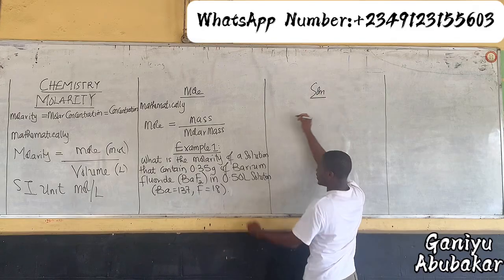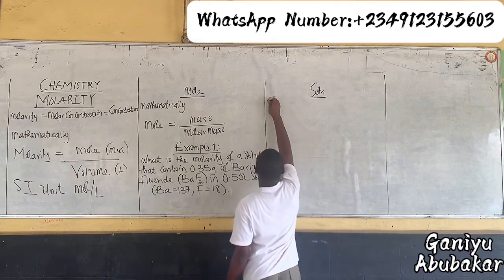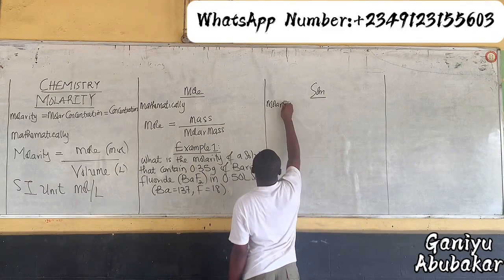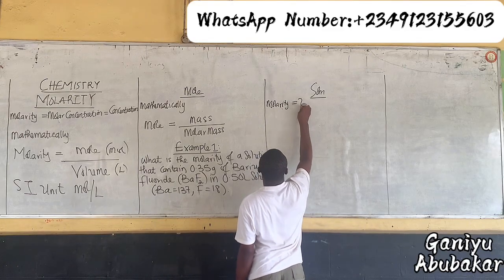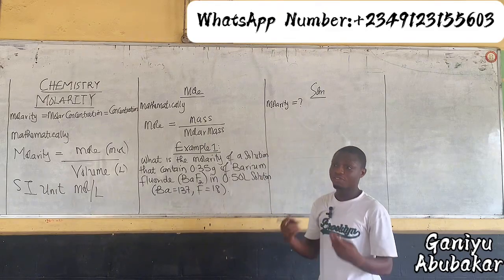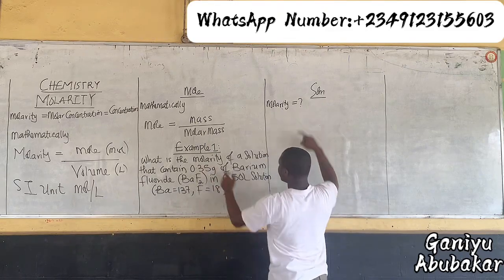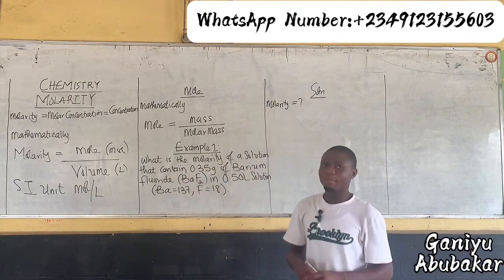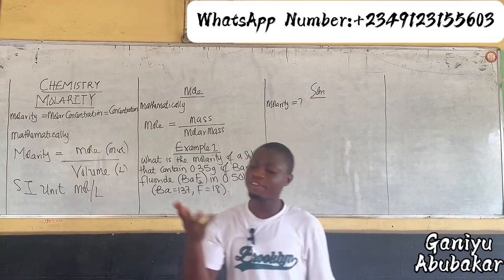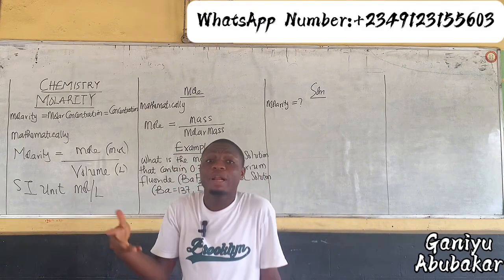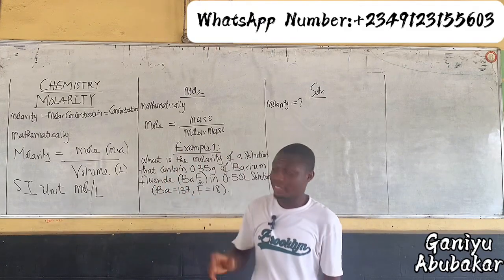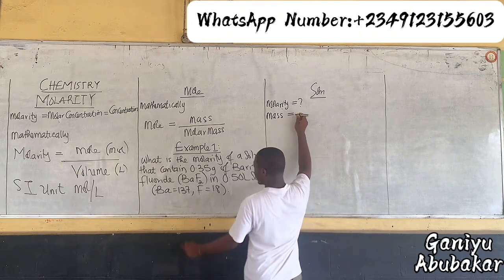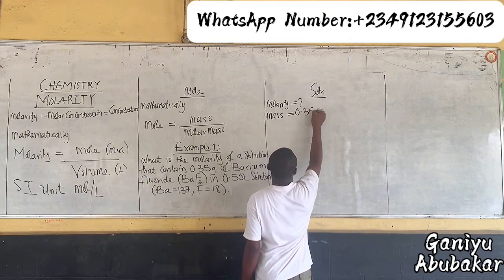Solution. In this case here, what is molarity? First, molarity. So your first task in science is to list out the given parameters. What are you given? Molarity is unknown. Next up, of a solution that contains 0.35 gram. If I have 0.35 gram, that gram signifies what parameter? Of course, mass. So I have a mass of 0.35 gram.